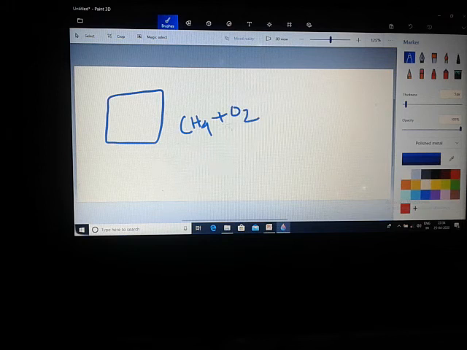Whenever a combustion reaction is followed, it will directly form carbon dioxide and water. It is fixed. For any kind of combustion reaction, carbon dioxide and water are fixed. So in the case of methane, when burnt with oxygen, it will form carbon dioxide and water.